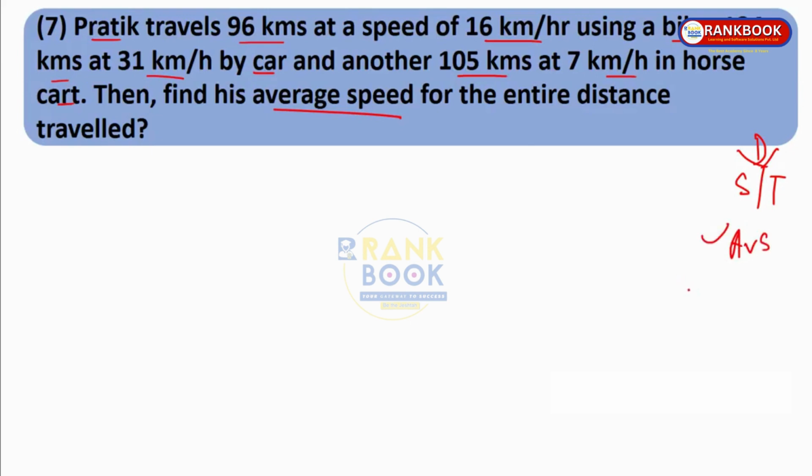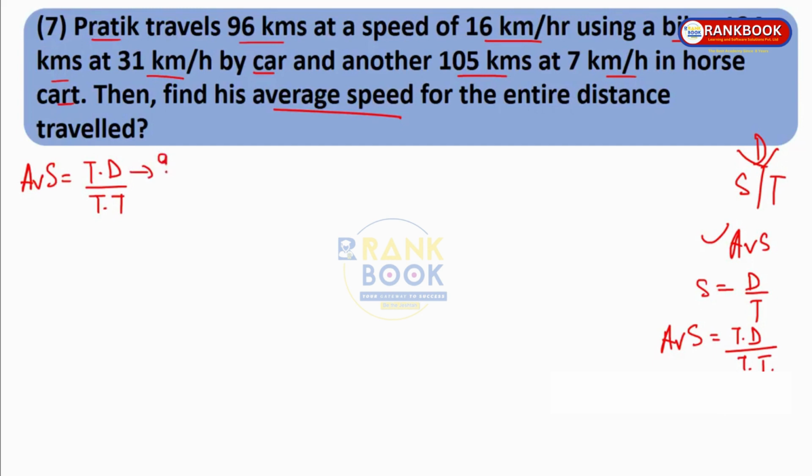What is the formula for average speed? Normal speed is distance upon time. So average speed is total distance upon total time. What is the total distance? First he travels 96 kilometers, then 124 kilometers, then 105 kilometers. So the total distance is 96 plus 124 is 220, plus 105 is 325 kilometers. So this is the total distance traveled.